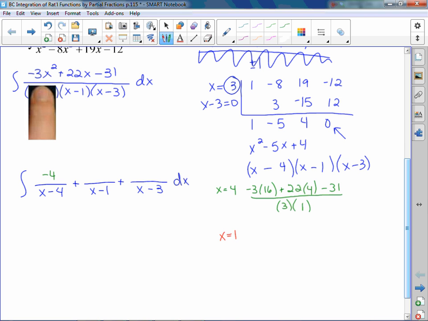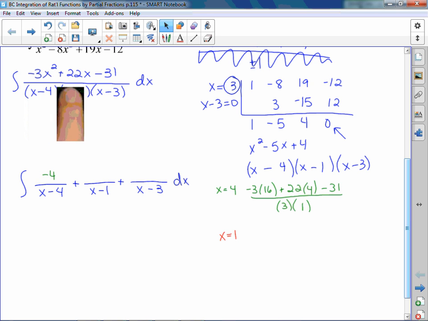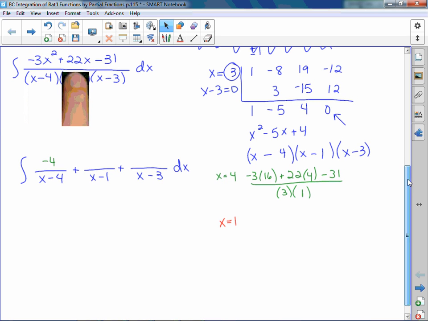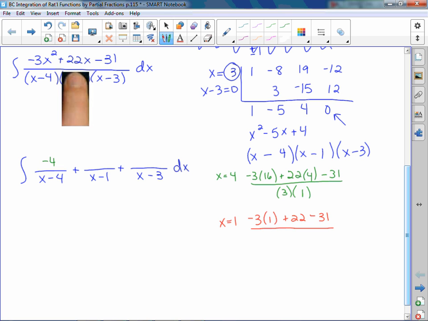Okay, now we're going to use x equals positive 1. And when we put this one in, it's going to be negative 3 times 1 plus 22 times 1, and then minus 31. Okay, and then on the bottom we have 1 minus 4 is negative 3, and 1 minus 3 is negative 2. Type that into the calculator, and you will get negative 2.